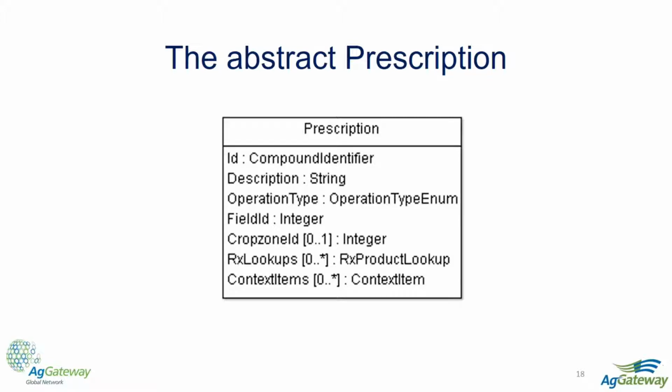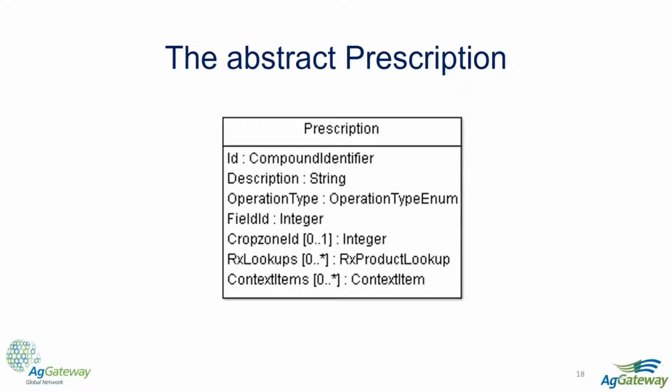You allocate the application of services and products to the corresponding crop zone. At the end of the year, you can add up your cost of production for each crop zone separately and thus for each crop. Then we have these RX lookups. These are a very important part of the prescription. We'll look at them in greater detail in a moment.